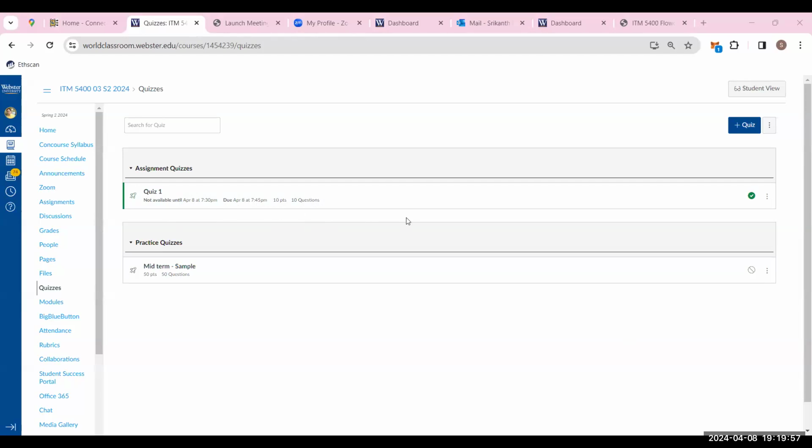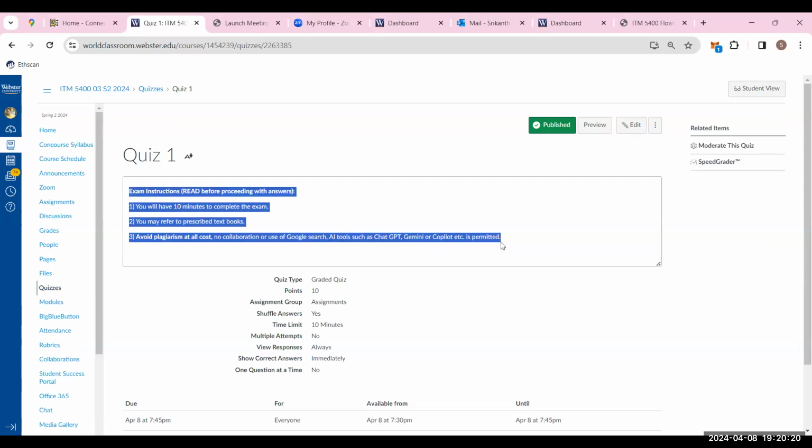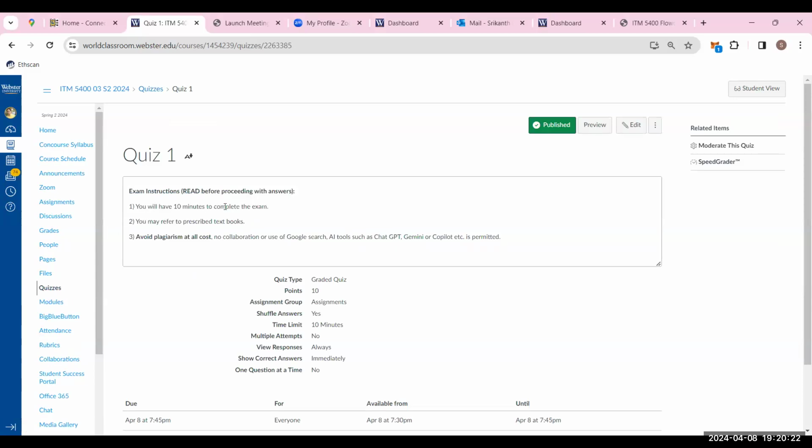So the 5-minute allowance is just in case somebody did not start exactly at 7:30, maybe a few minutes late. But once you start, it will end in 10 minutes, okay? And some of the rules are something that you want to make sure you read, right? You're going to have 10 minutes to complete.